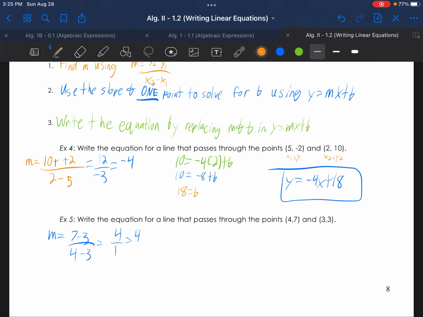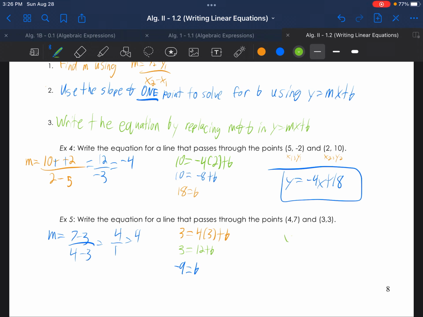So now I pick either of the points, 4, 7 or 3, 3. I'm going to pick 3, 3 simply because the numbers are smaller. So 3 equals 4 times 3 plus b. This time you don't have to worry about which one you plug in for x and which one you plug in for y, because they're both 3. Sorry about that noise. So as I multiply here, 3 equals 12 plus b, subtract the 12, I get -9 equals b.